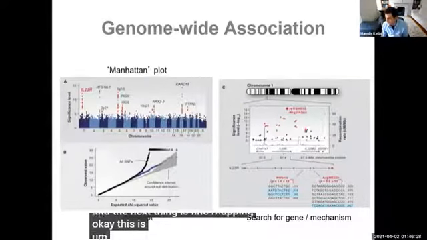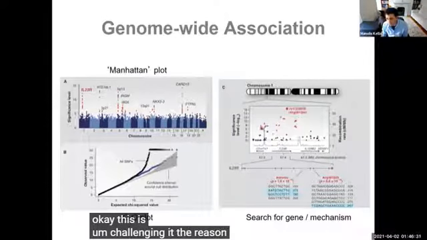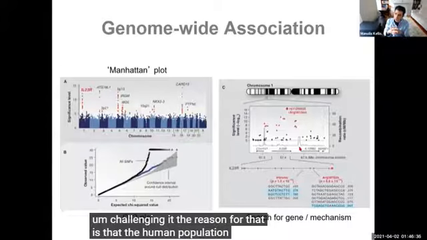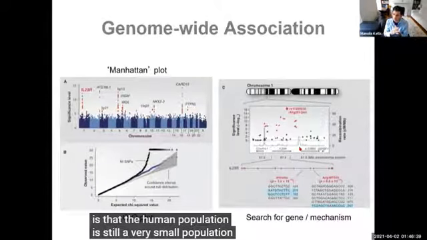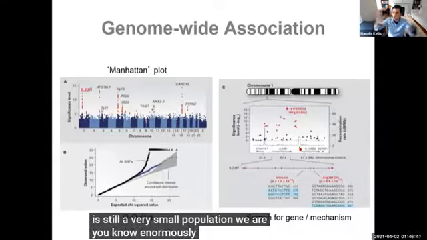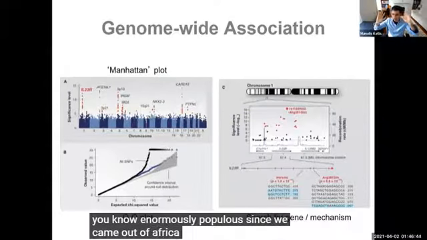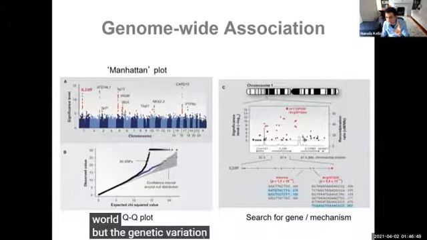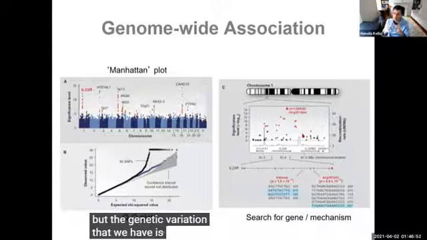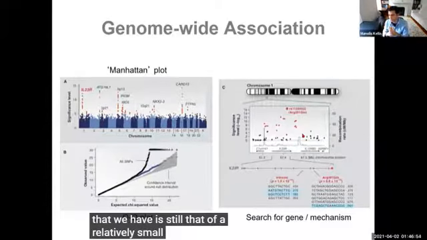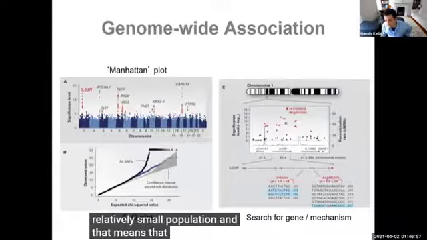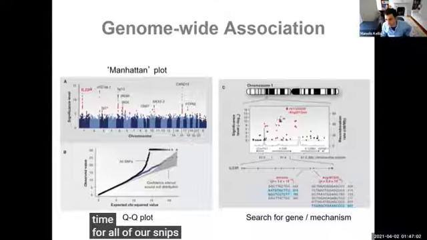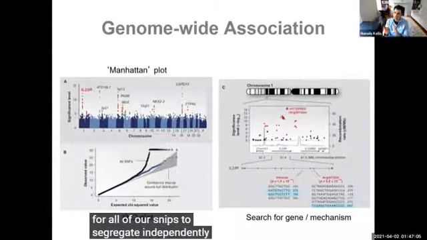This is challenging. The reason for that is that the human population is still a very small population. We are enormously populous since we came out of Africa and took over the world, but the genetic variation that we have is still that of a relatively small population. And that means that there hasn't been enough time for all of our SNPs to segregate independently.